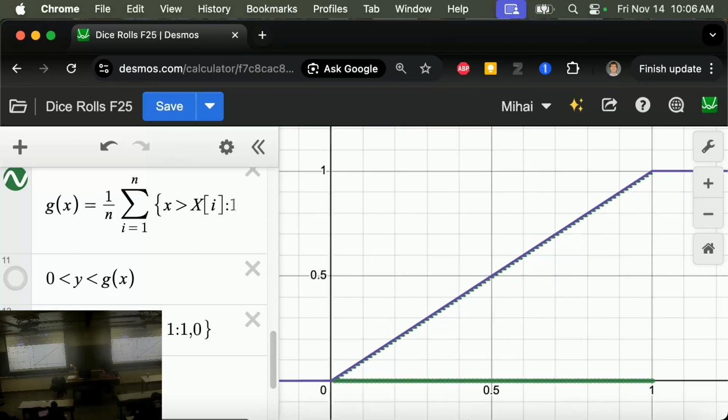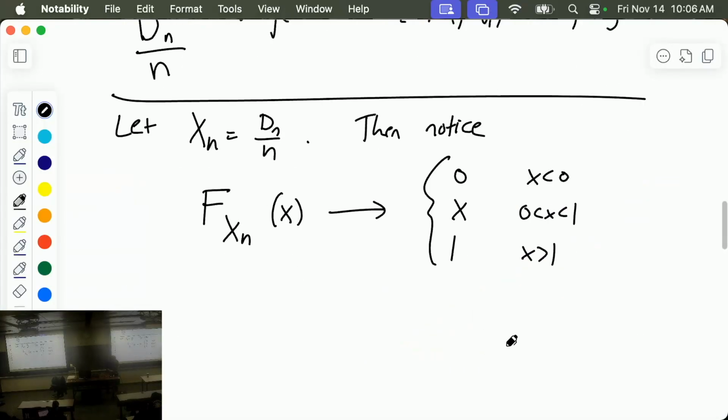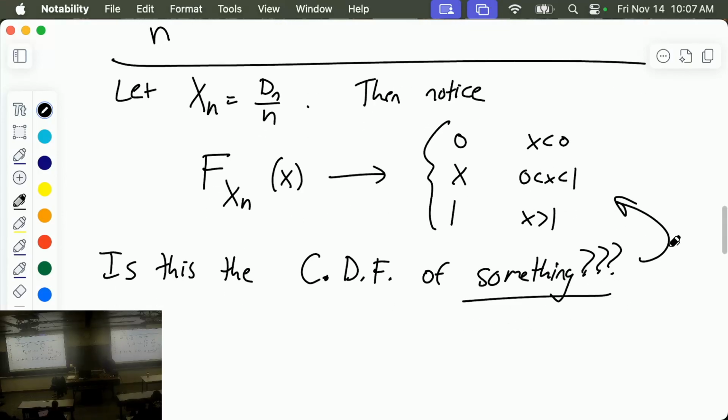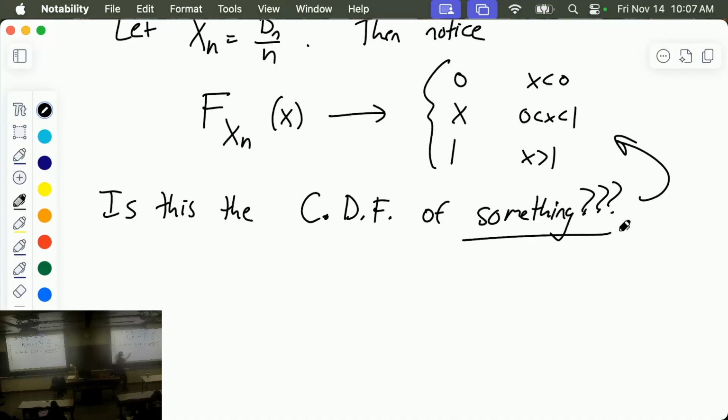Now we can ask a question. Do we recognize this thing? Is this the cumulative distribution function, all right, CDF, of something? Is it? Is there a continuous random variable for which this is the cumulative distribution function? We haven't done a ton of cumulative distribution functions. What is something where the area kind of goes up at a constant rate? The slope here is 1. And so you could say the area is increasing at a constant rate. Area increases at a constant rate.